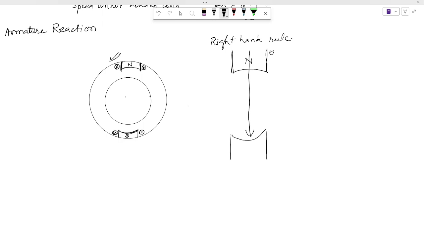So the direction of current to establish such a field should be such that current comes out from this plane and enters into this plane. Coming out means dot representation, and getting into the plane will be a cross. That means this is coming out, this is going in, and windings are wound like this.